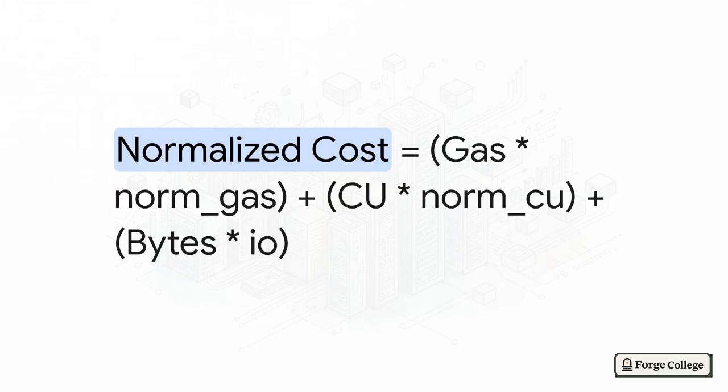Oh, and a quick tip. If a benchmark row is missing a column because it was protocol specific, like say an EVM row having 0 compute units, just treat that missing column as a 0. Keep the formula uniform across the board.